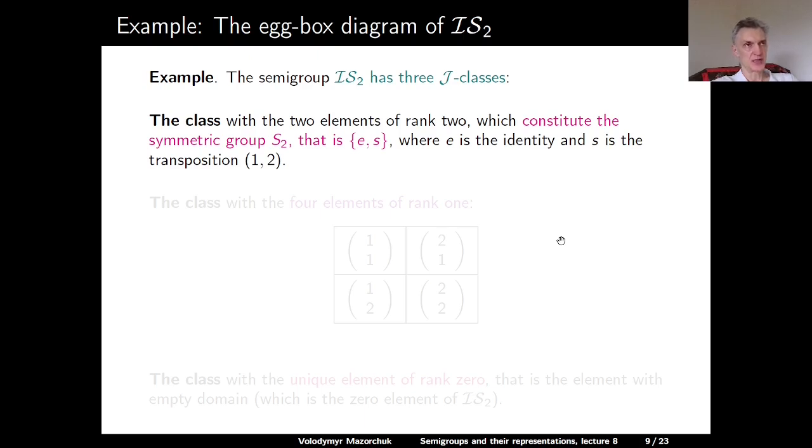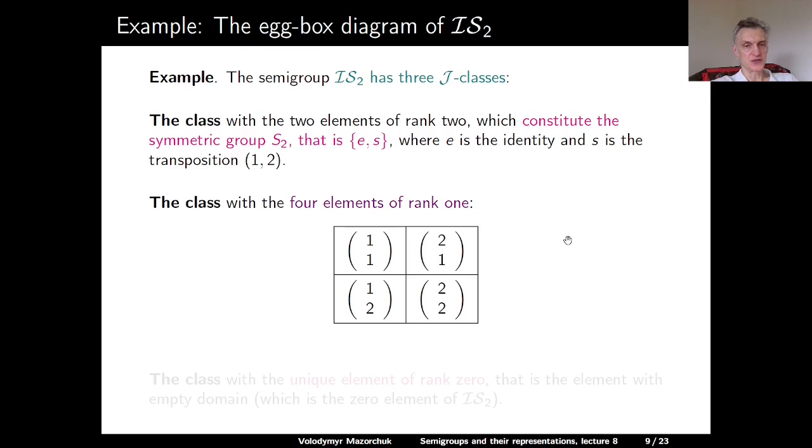So they form a J class, which is at the same time an L class, an R class, and an H class. Then we have a non-trivial J class, the four elements of rank 1. The element which is defined on 1 and sends it to 1, the element which is defined on 1 and sends it to 2, the element which is defined on 2 and sends it to 1, and the element which is defined on 2 and sends it to 2. So that's the J class, which consists of four elements of rank 1.